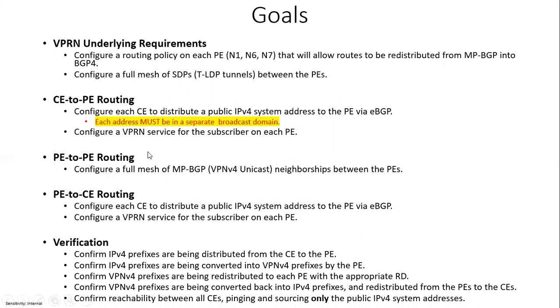So now we've got to configure our CE to PE routing. So configure each CE to distribute a public IPv4 system address to the PE via external BGP. Very importantly, each address must be in a separate broadcast domain. And we're also going to configure a VPRN service for the subscriber. In our lab, it's going to be subscriber C on each PE.